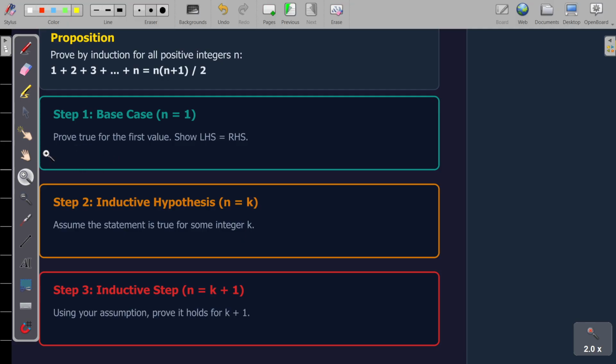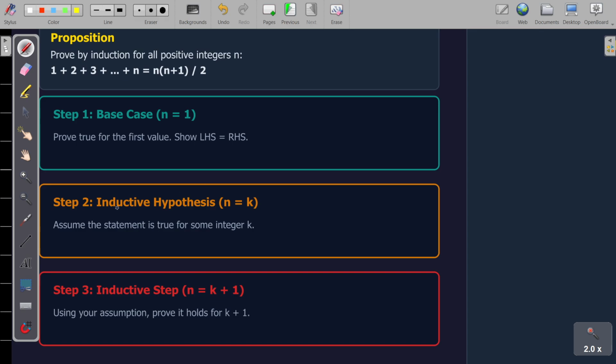So let's look at the first one, box number one, the base case: proving the statement is true for n equals 1. This is usually pretty straightforward arithmetic. You don't want to change anything here, just put in n equals 1. You don't want to put in something like n plus 2. That will be for the inductive hypothesis or something like that.